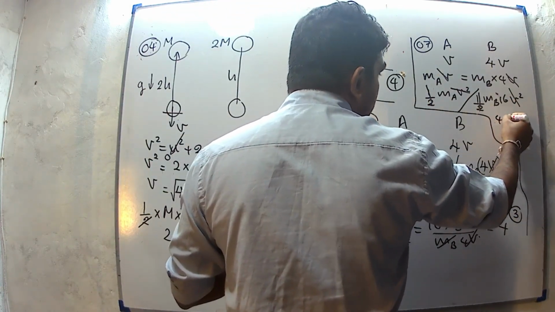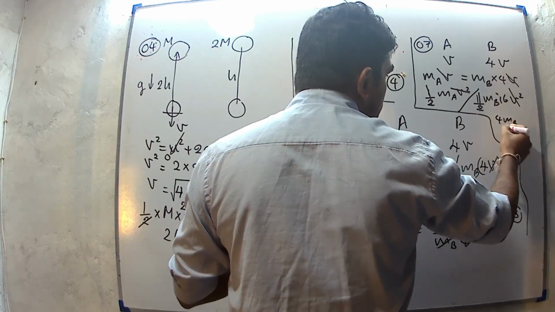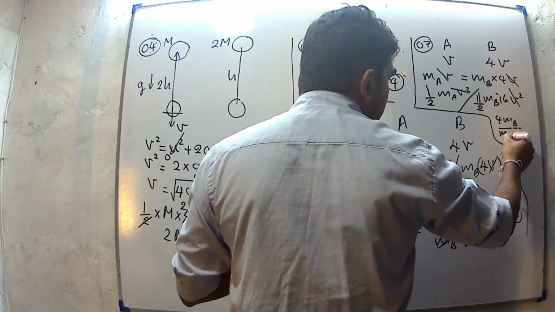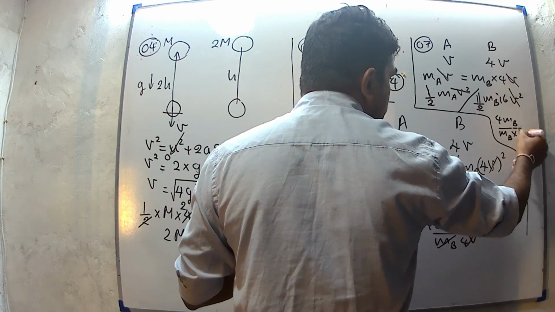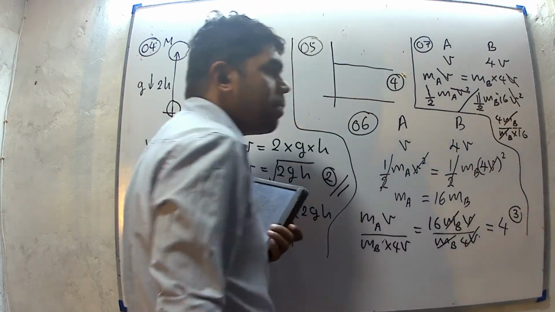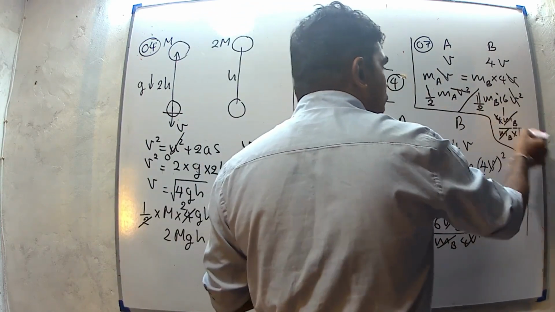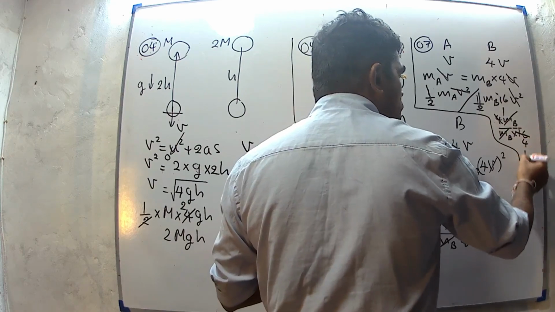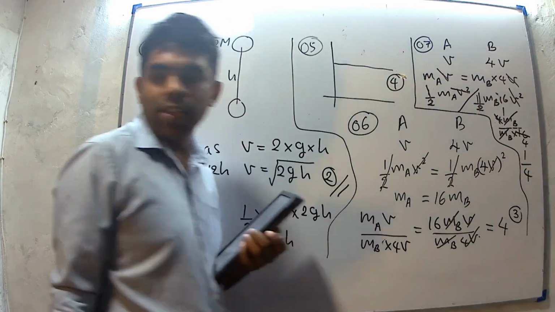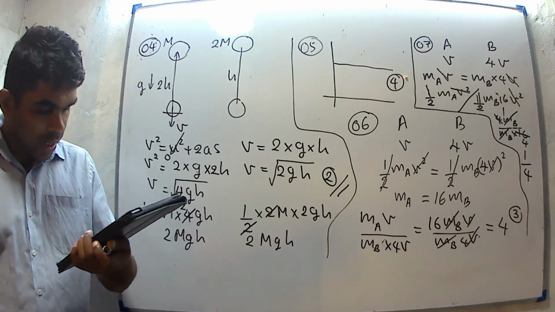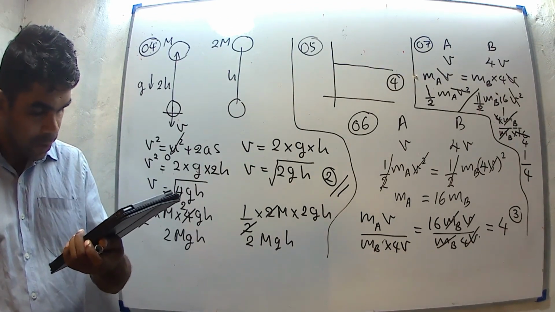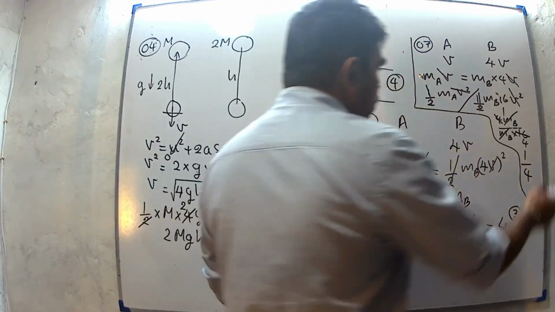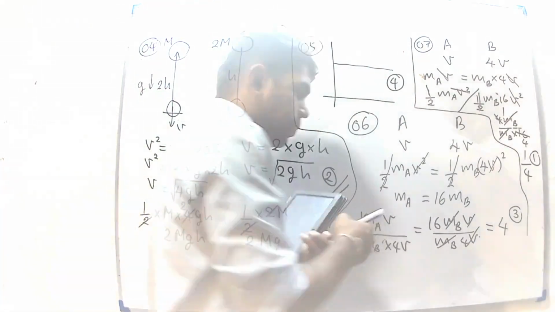Then 4 m_B divided by m_B into 16. We can cancel out m_B and m_B. 4 divided by 4 is 1. 16 divided by 4 is 4. 1 over 4 is the answer. Then we get the first answer as the correct answer for question number 7.